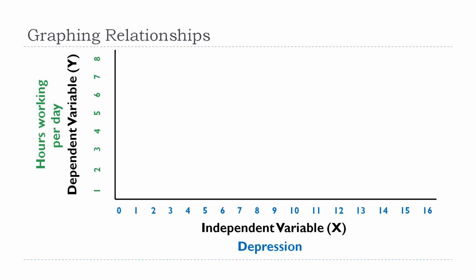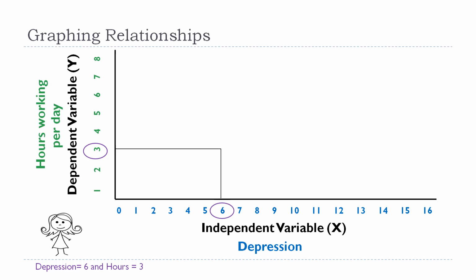Okay? So let's say I do a survey of several people, and one of those people is Phoebe. Phoebe's depression level is a 6, and her average hours worked per day is 3. So what would that look like on the graph? Well, we would find the 6 for her depression level and the 3 for the hours worked per day on average. If we draw a line between those two numbers, we get this point. And this circle represents Phoebe.